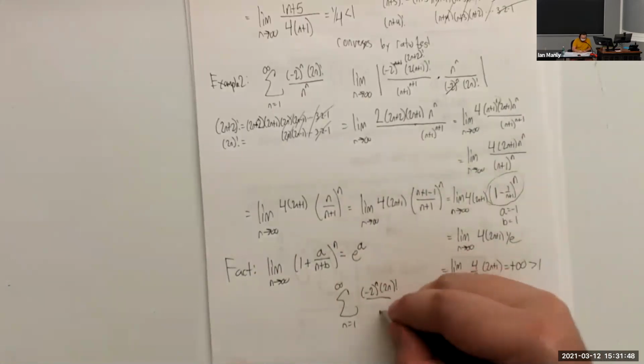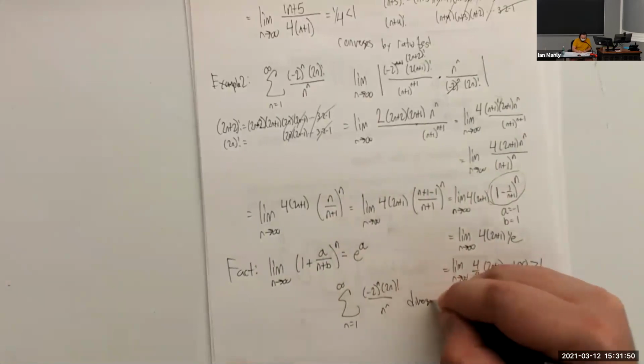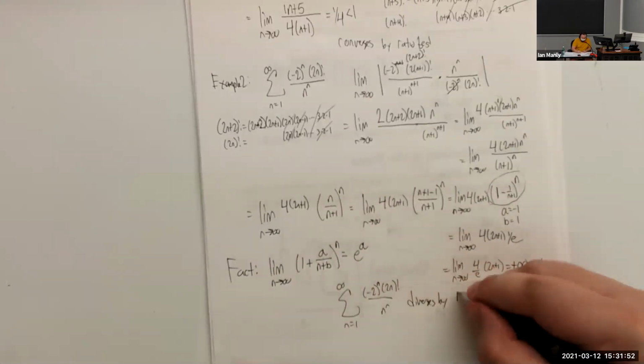Two n factorial, and then diverges by ratio test.